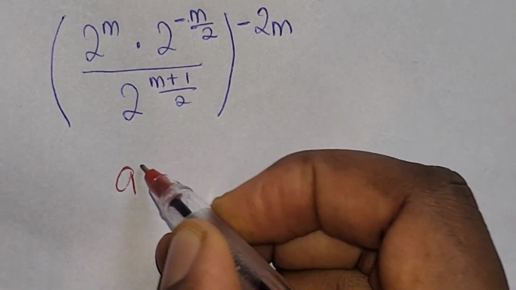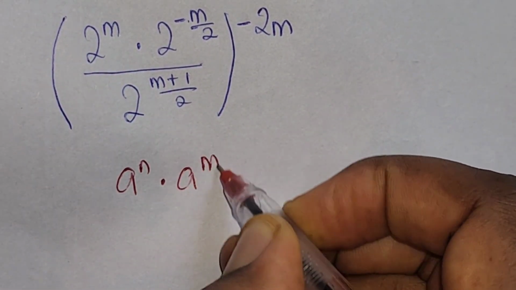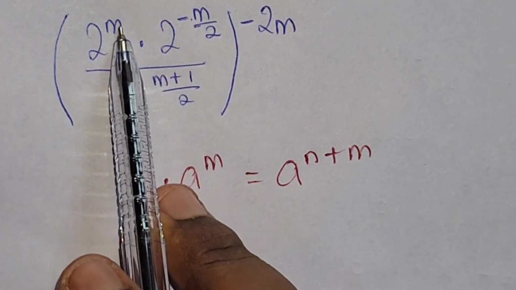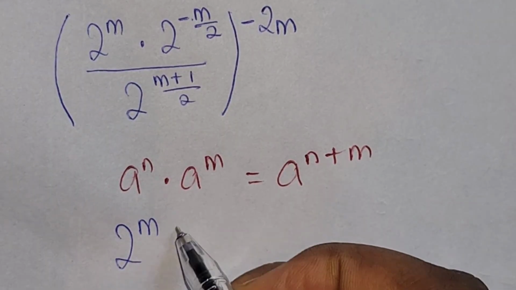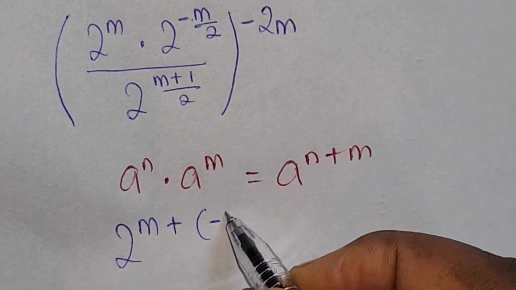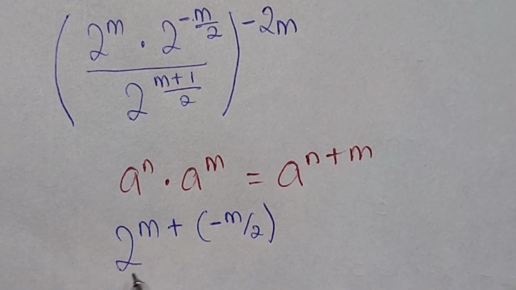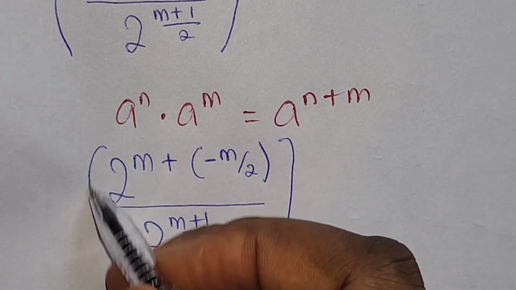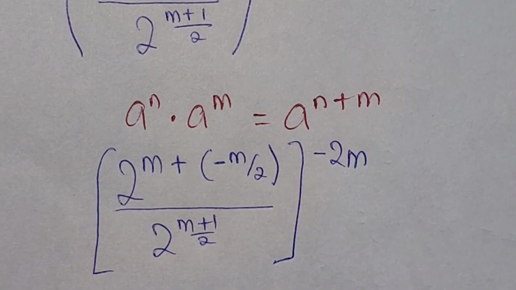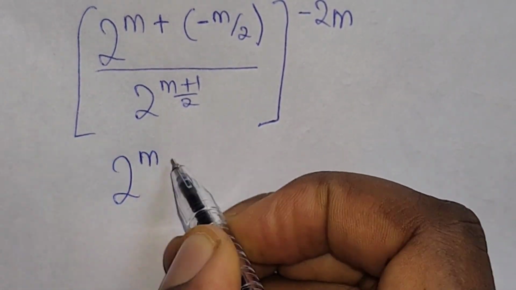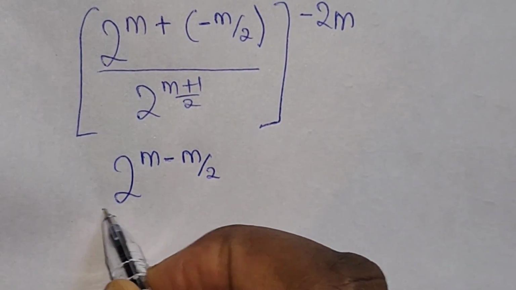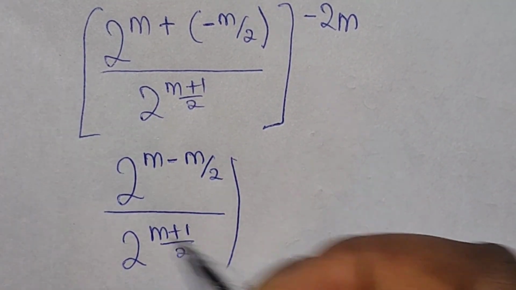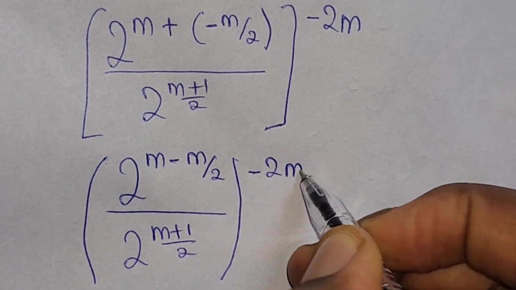Let's recall that a to the power of n times a to the power of m is equal to a to the power of n plus m. We're adding the powers here to have 2 to the power of m plus minus m over 2. We have 2 to the power of m plus 1 all over 2, further raised to the power of minus 2m. So this will give us 2 to the power of m minus m over 2, all over 2 to the power of m plus 1 over 2, further raised to the power of minus 2m.